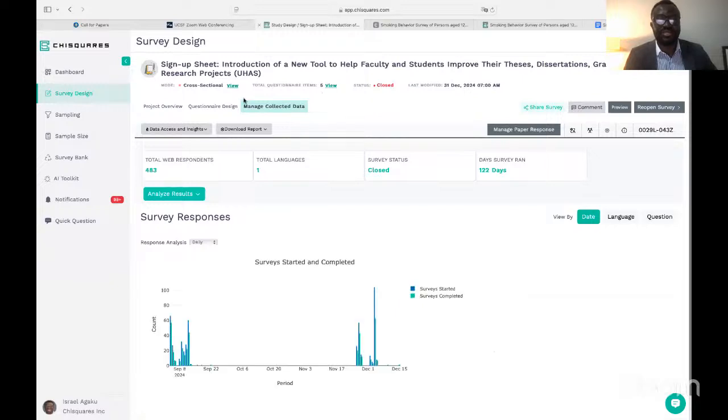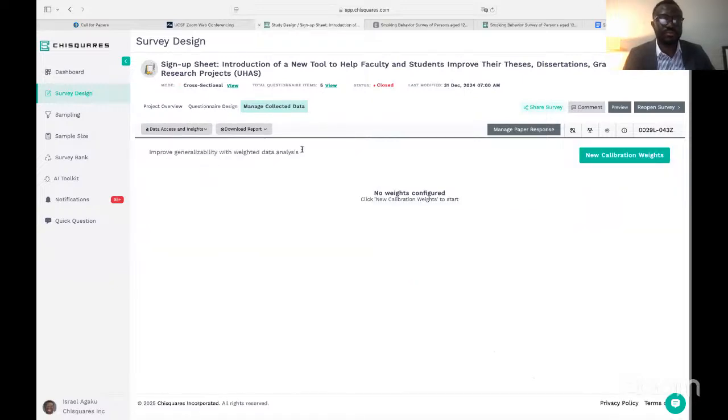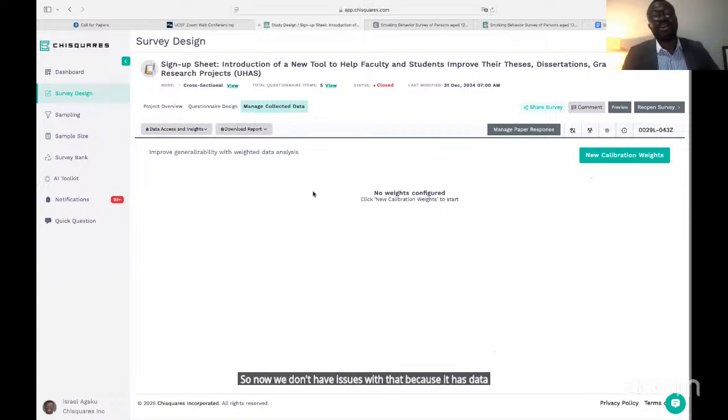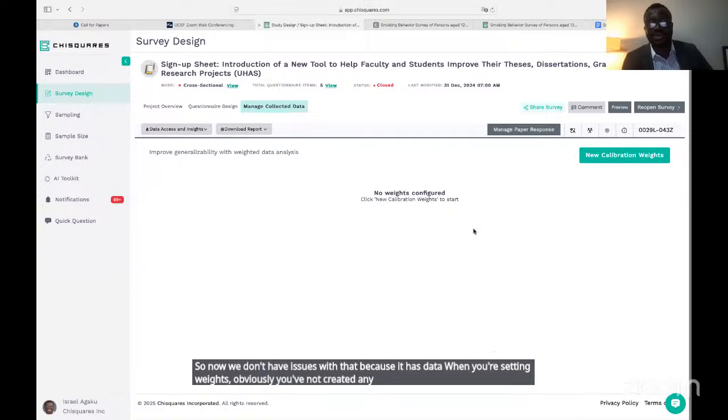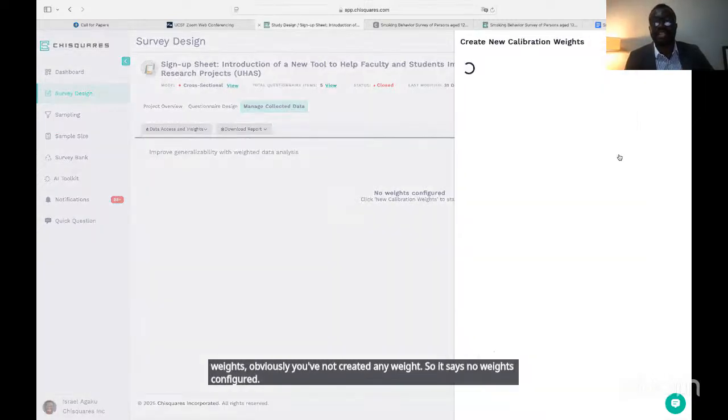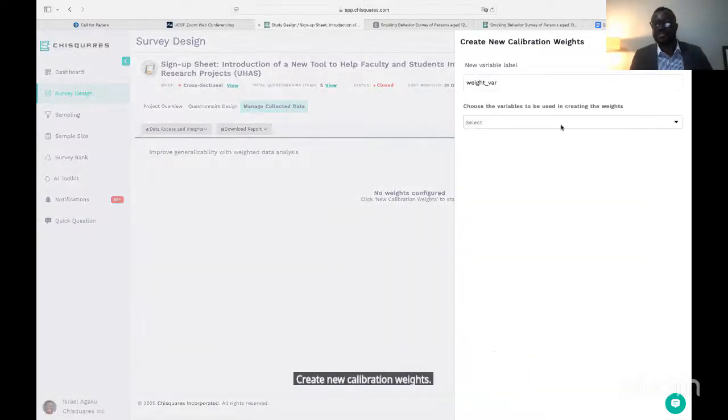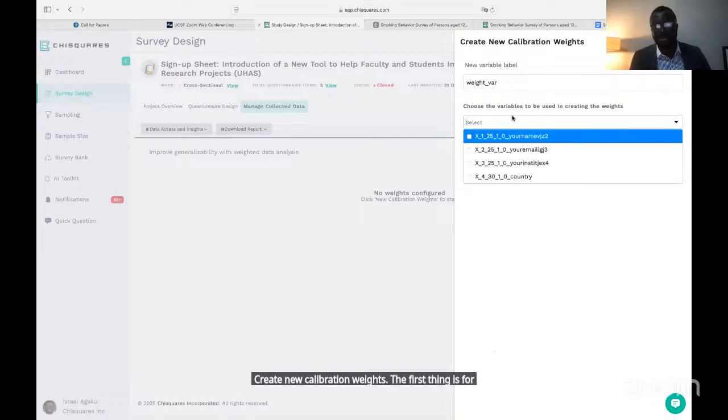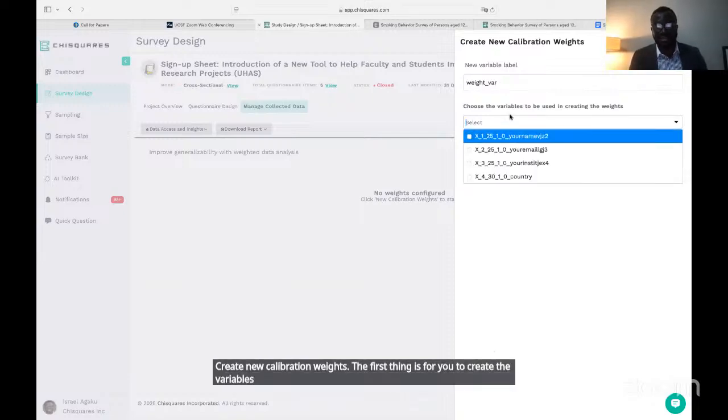Let's use this one. This has data, so now we don't have issues with that. When you're setting weight, obviously you've not created any weight, so it says no weight configured. Create new calibration weight. The first thing is for you to create the variables that you want to weight on.